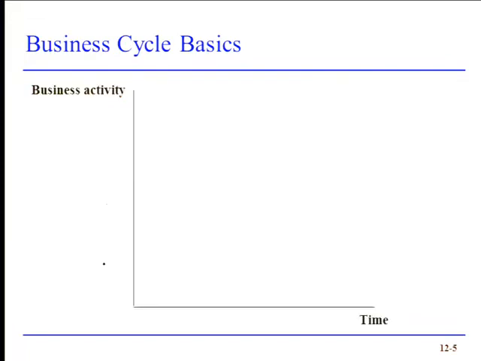So one way to think about that is let's put business activity on the vertical axis. Right? We can measure business activity by real GDP. And we're simply going to put a time frame on the horizontal axis. So whatever time period we want to look at.